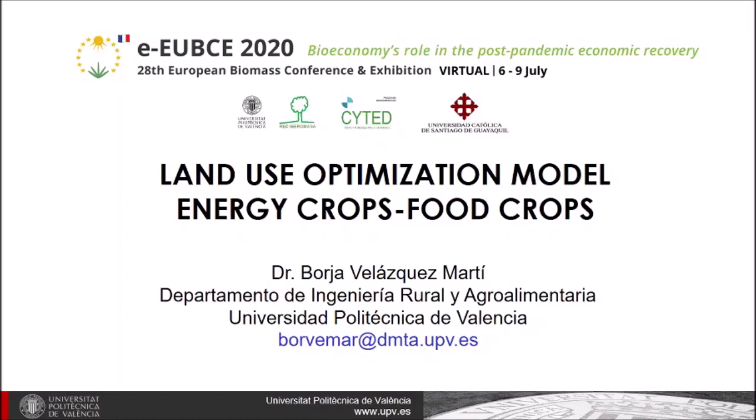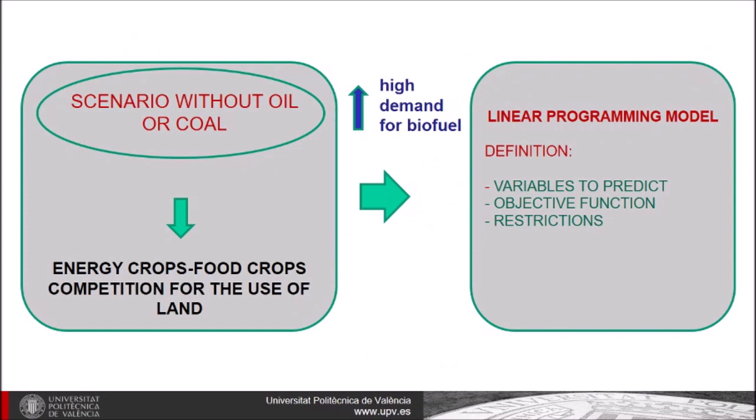Hello, the objective of this work has been to develop an optimization model when energy crops and food crops are in competition for land use. In a scenario without coal and oil, the demand for biofuels will be high and the market will be globalized. The high price of biofuels can lead to an increase in the price of food.